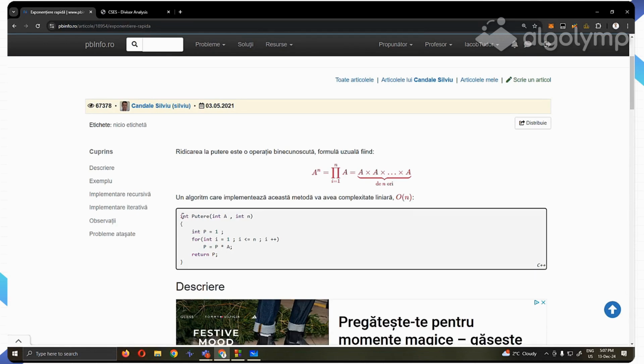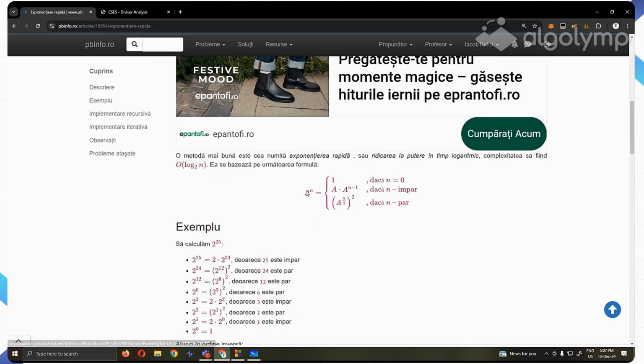And we have the function that would normally calculate the power. So the product is equal to 1, and we multiply it by a n times, because I want it to the power of n. Something else, I can say, that is, a to the power of n is 1 if n is 0; if n is odd, it's equal to a times a to the power of n minus 1. And if n is even, it's a to the power of n divided by 2, all squared.